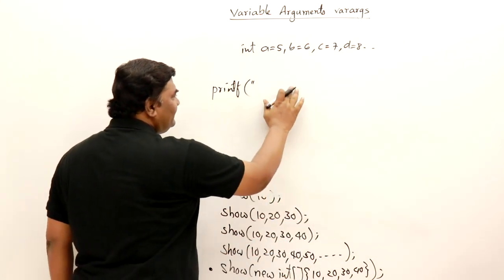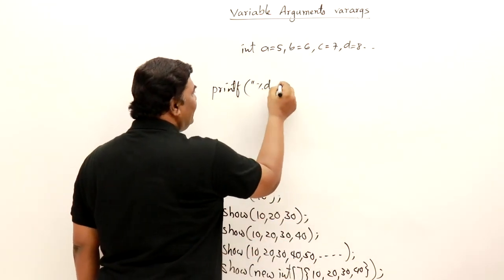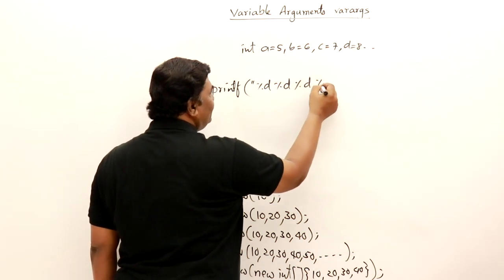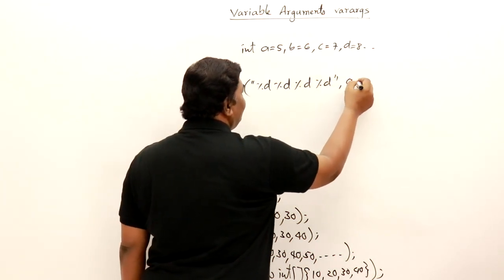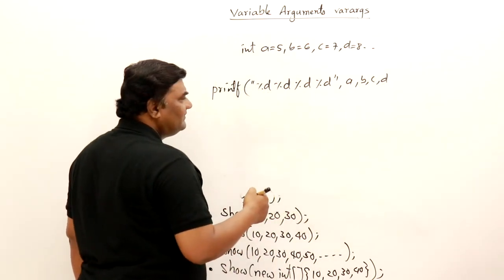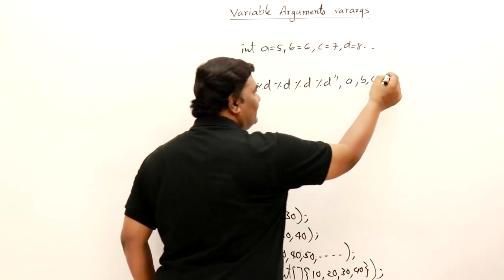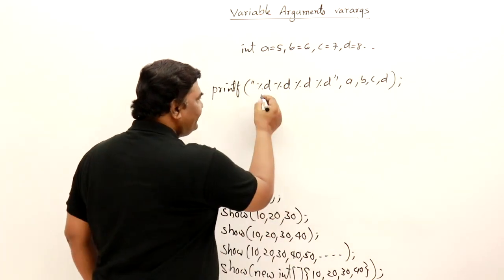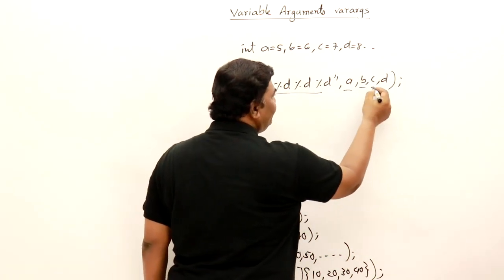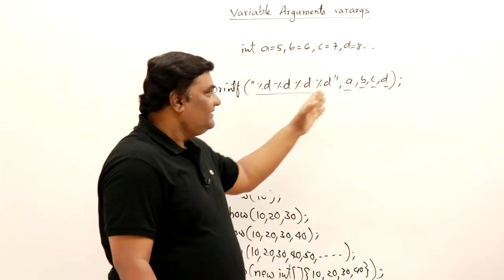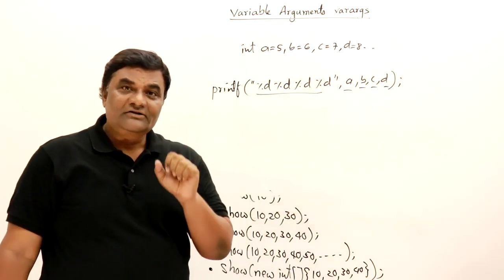So the method in C language, I have to give %d for the control characters or the placeholder for all these variables. Then I can write a, b, c, d. How many I can write here? As many as you want. So I have only 4, so I have given 4. So total arguments, if you count, this is 1, 2, 3, 4, 5. This is a string which is containing control characters, and then I have 4 more. So total 5 arguments are there.